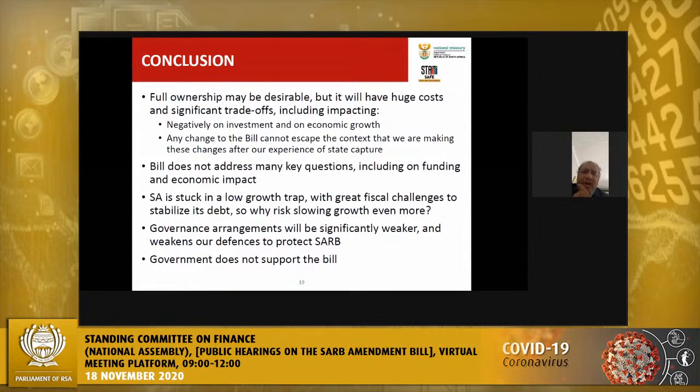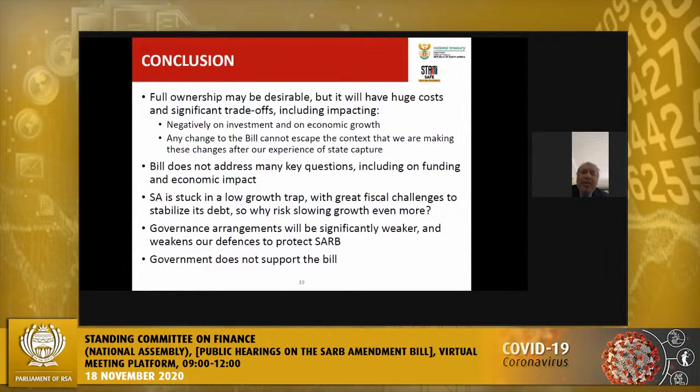So to conclude, Chair, I think what we're saying is full ownership may be desirable and certainly is not a revolutionary objective. It is the norm. But given where we are, it will have huge costs and there are significant trade-offs which will impact negatively on investment and on economic growth. And any change to the bill cannot escape the context in which we are making this, following the years of state capture, looting, and so on.